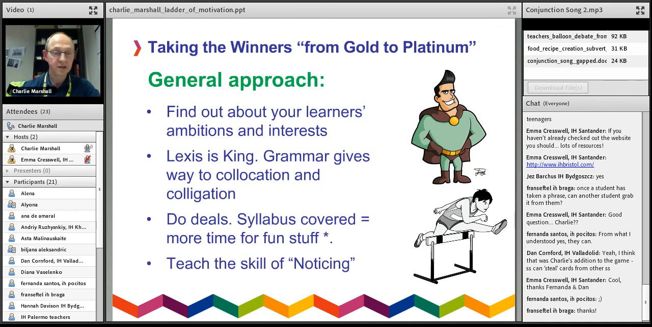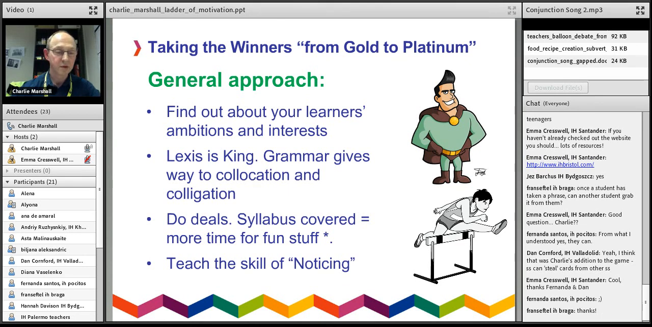And the other thing is to teach the skill of noticing. And this is something that they will then be able to take away from the classroom. This is the idea that when they read, they should not only be reading for pleasure and reading in a sort of absorbing way, but they should also be actively going back and analyzing those texts and saying, aha, I didn't know that that verb has that preposition.